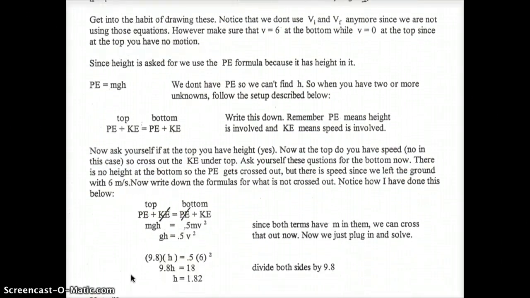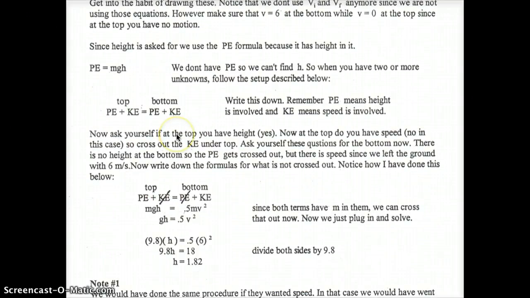Okay, so I guess I'll just read this out, but this basically gives you a pretty good idea. When you're looking through this formula, you're always going to ask yourself, well, is height involved? Because potential energy has to do with height. So we're going to say yes, because that's what we're looking for. So you don't cross this out.